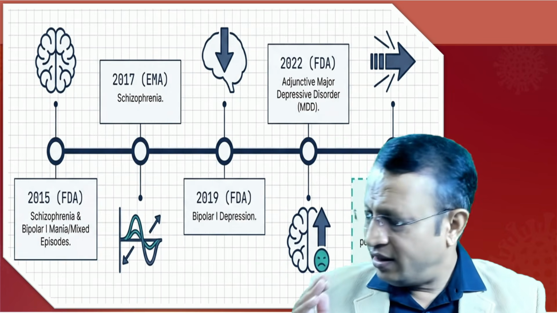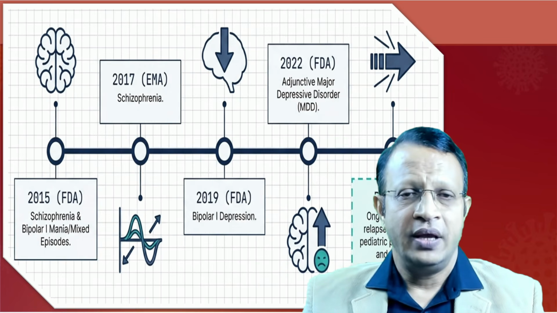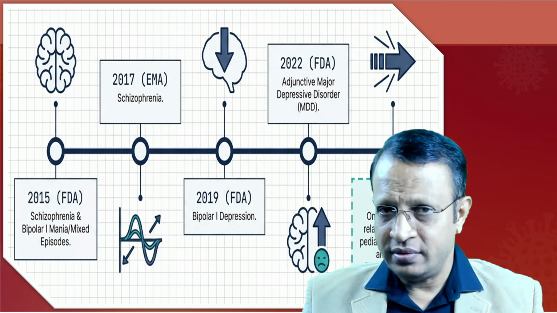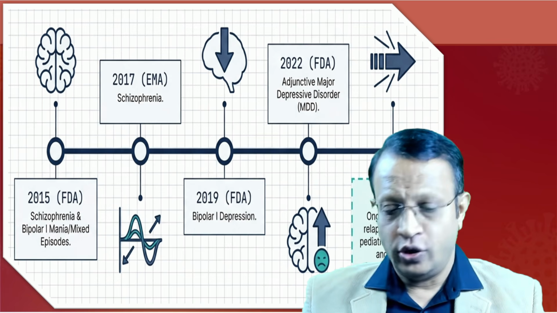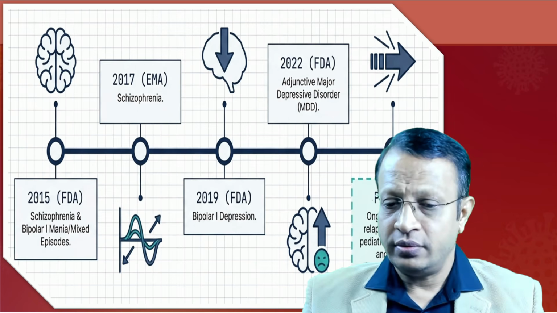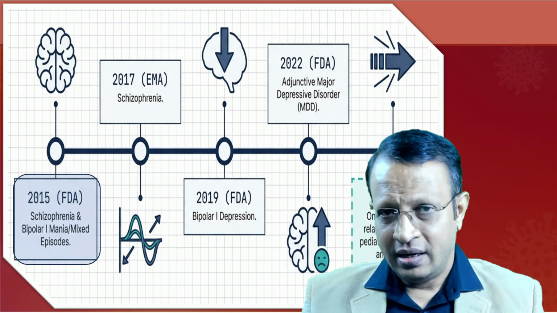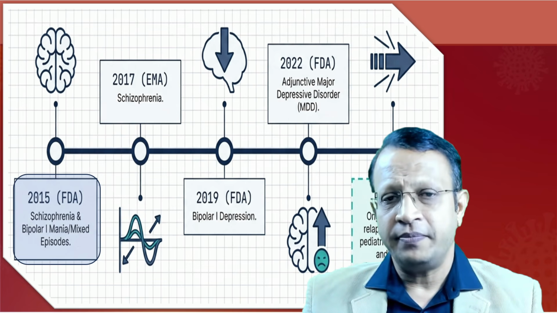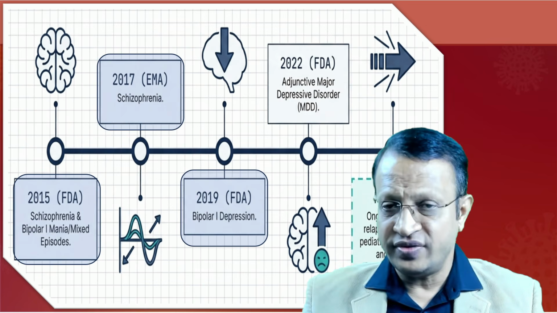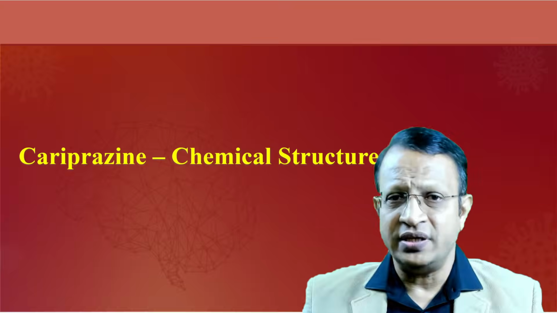You can see the way cariprazine evolved. Finally, in 2015, the FDA approval came for schizophrenia, then the European Commission, and then the FDA again in 2019 and 2022 for major depressive disorder. This is how cariprazine started from schizophrenia in the US and Europe, and the FDA again in 2019 and 2022 for major depressive disorder. This is how the milestones of cariprazine can be understood.